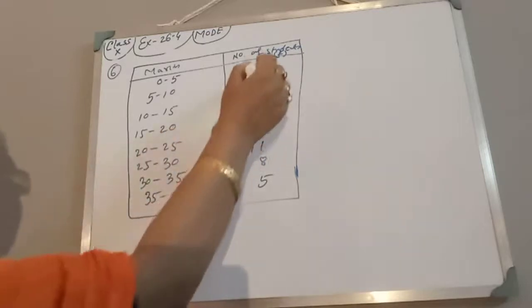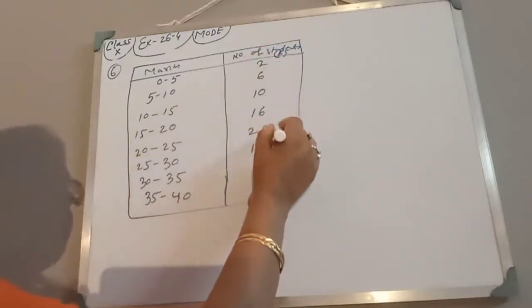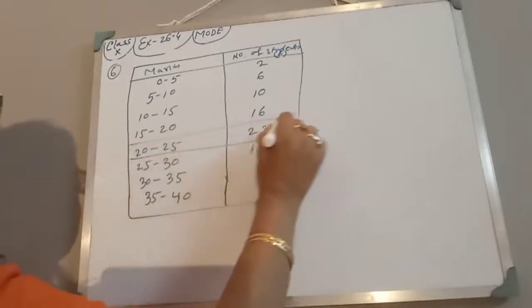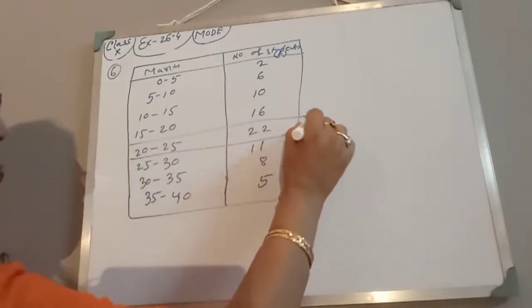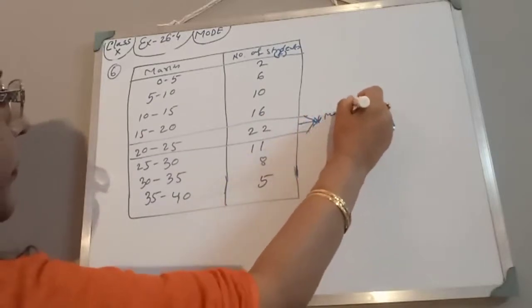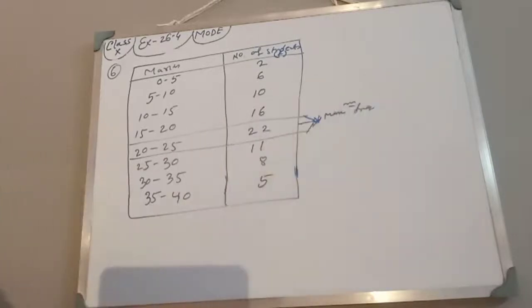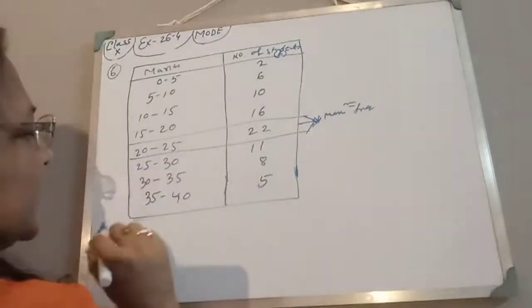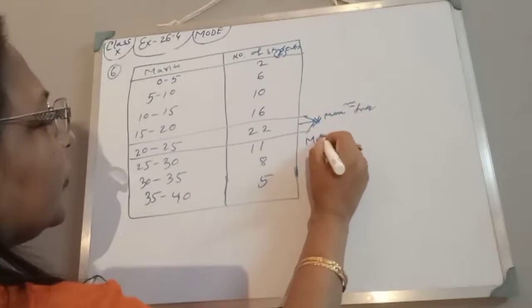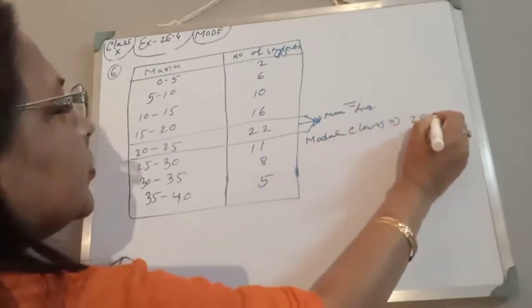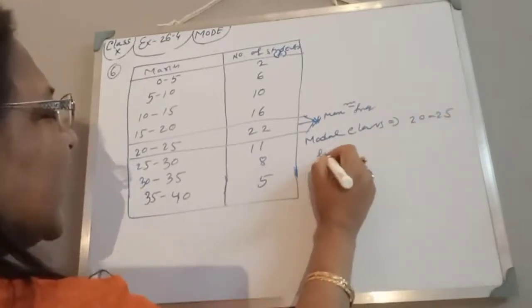Now, among these frequencies, 22 shows the highest frequency, the maximum frequency. Okay, so when it shows maximum frequency, the modal class will be 20 to 25, as it contains the maximum frequency. So the modal class will be 20 to 25.